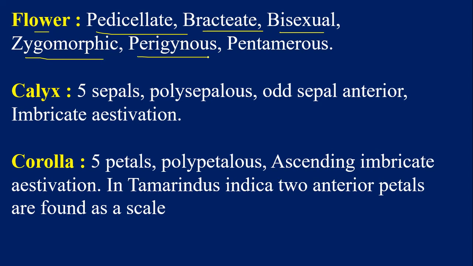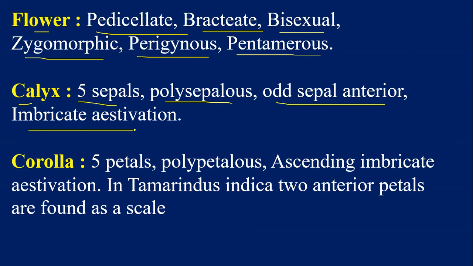Ovary is inferior, so it is called perigynous. Pentamerous. Calyx and corolla consist of 5 sepals or 5 petals, and their multiples, so it is called pentamerous. Calyx consists of 5 sepals. Sepals are free from one another, so it is called polysepalous. Odd sepal is anterior in position, so one sepal slightly differs from the other 4 sepals.